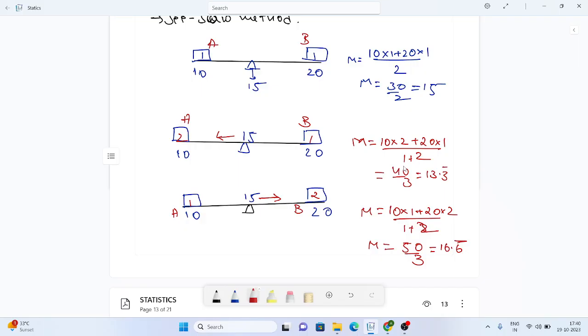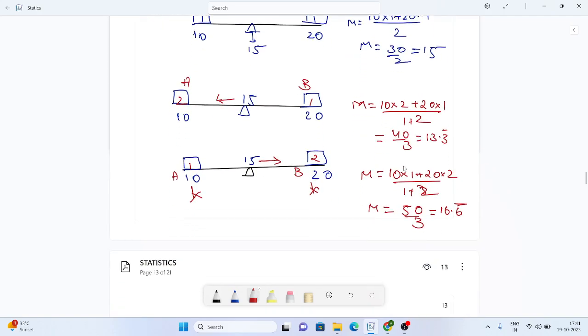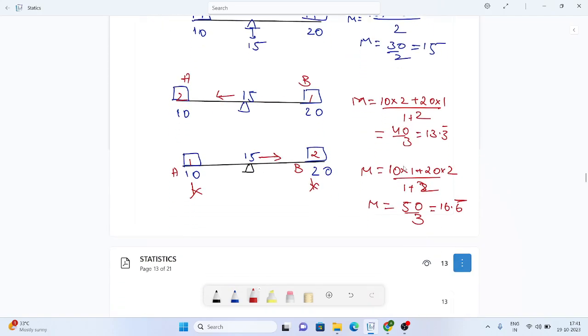And it will never be an extreme value, unless the weight is 0. If the weight of B is 0, then the mean is only 10. So note it down, then we come on to the question. Okay, stop. We also done the question.